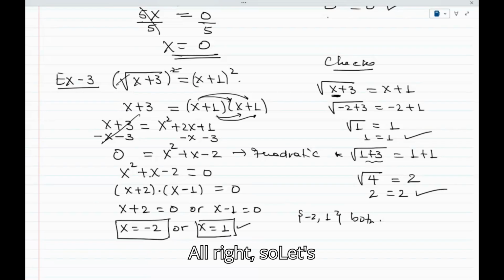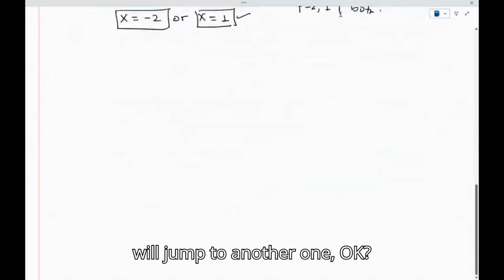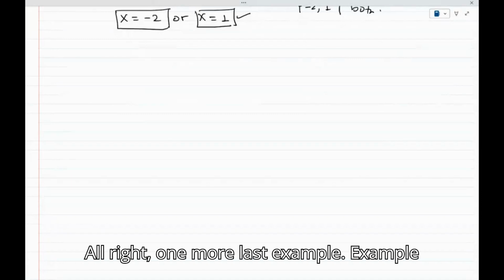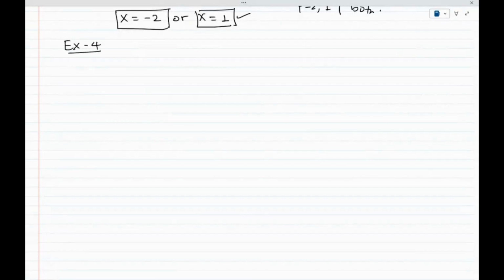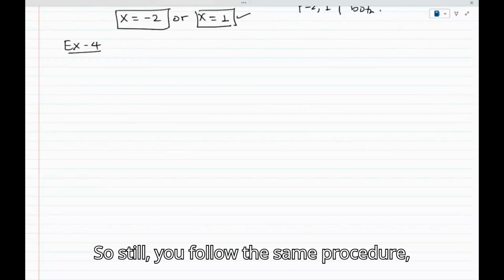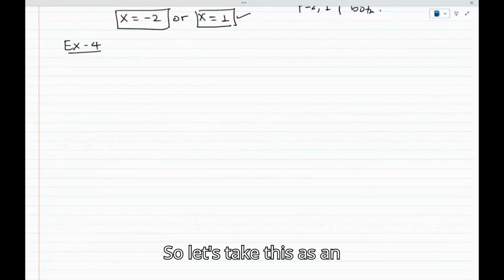Let's do one more example, and then we will jump to another one. One last example, example number 4. You still follow the same procedure, but with a different problem. Let's take this as an example.